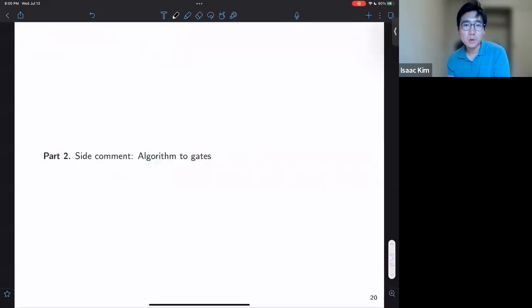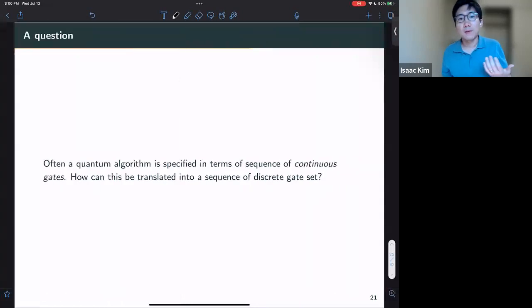So this is more of a side comment, but you might be wondering: in the first lecture, I said some very high level things like quantum computation. We have some algorithms in mind, and then suddenly we move to a very low level thing, namely quantum gates, and a very specific set of quantum gates. How can you actually translate a quantum algorithm from a high level abstract description into a sequence of discrete gates?